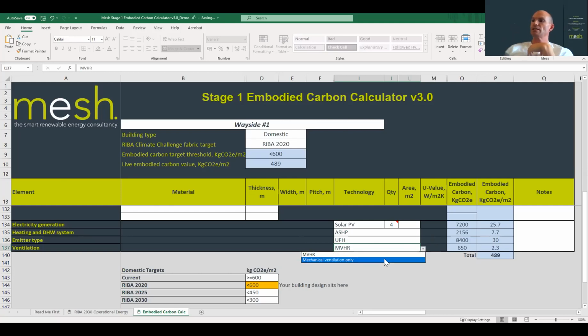And then we've got mechanical ventilation or not. Now, increasingly, mechanical ventilation and heat recovery is being put into buildings. Not all buildings, but most. So you've got that choice also.